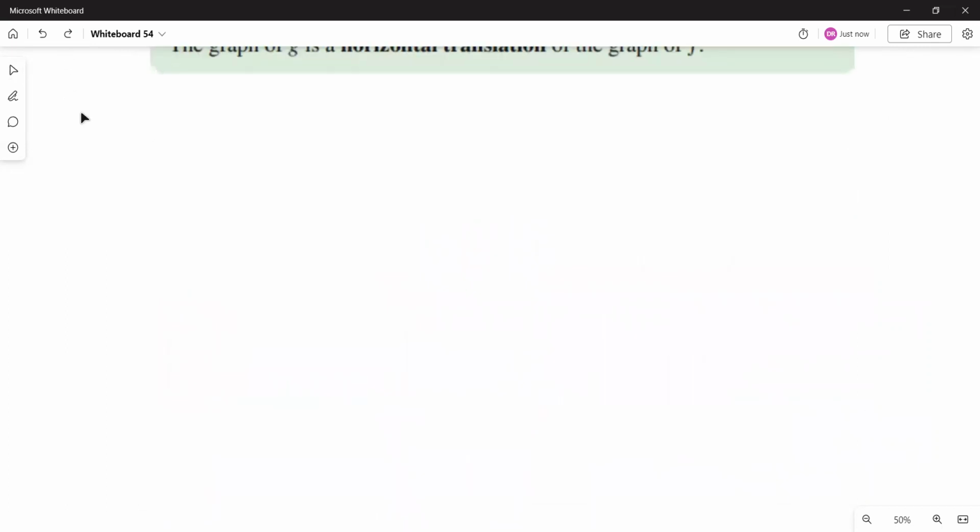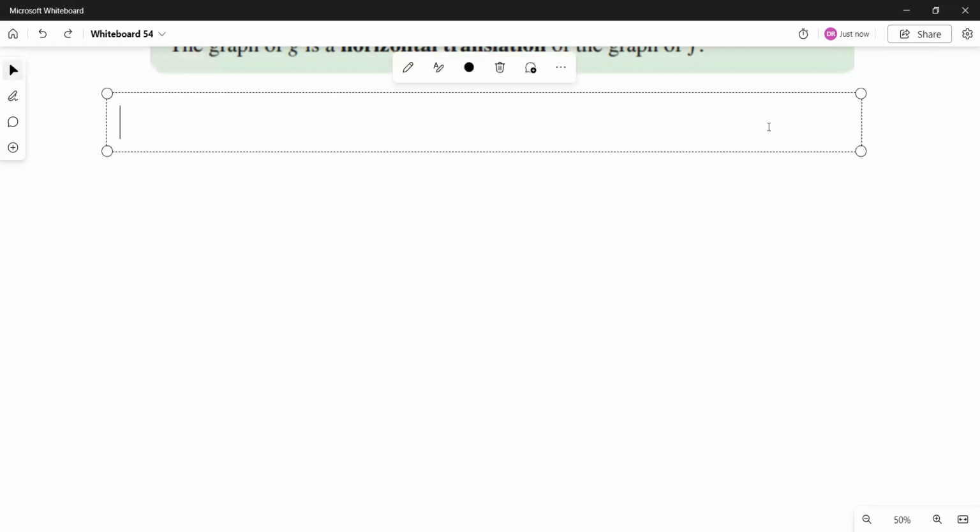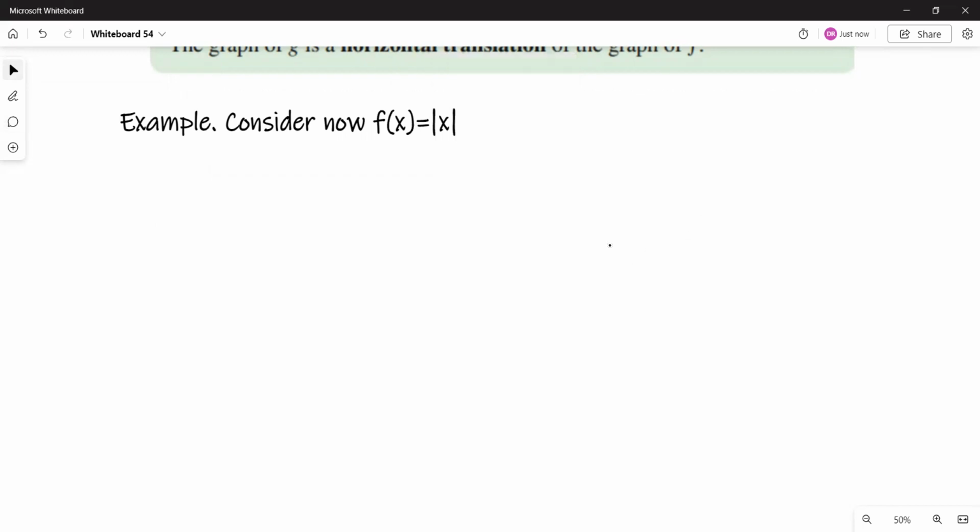The next type of translation is a vertical translation. So we're going to work with a different function. Consider now f of x, the absolute value of x. That's another graph we did.